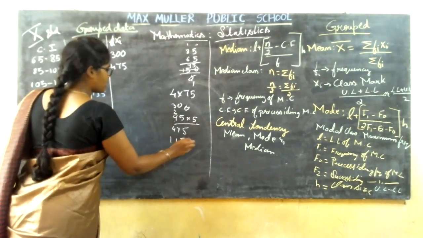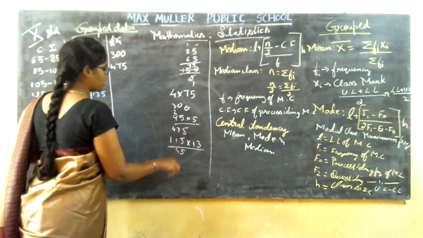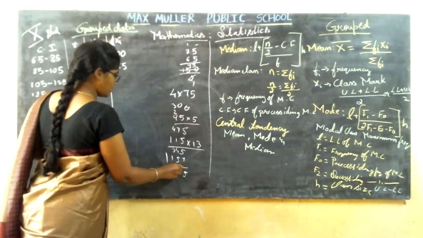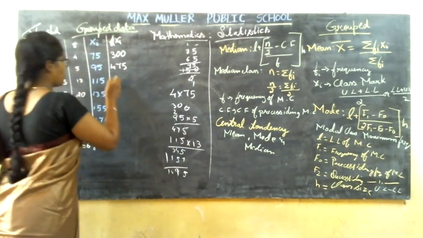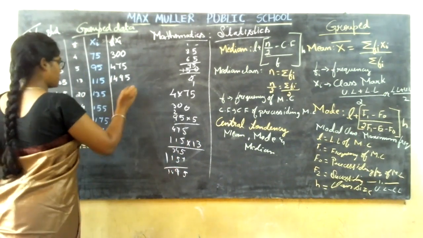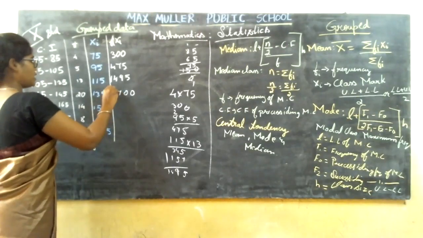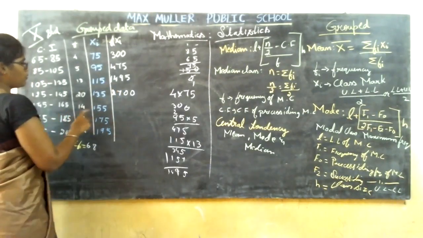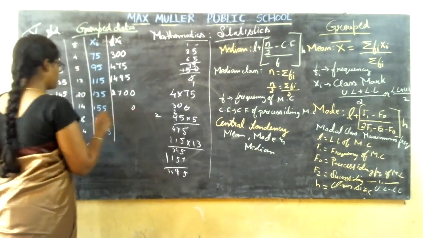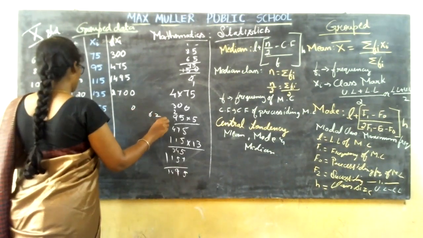Then it is 13 and 115. So 115 into 13. 3 5s are 15, 1 carry. 3 1s are 3 plus 1 is 4. 3 1s are 3 plus 3 is 5? So 1495. Then you have 0. Let me keep 0. 2 5s are 10, 1 carry. 2 3s are 6 plus 1 is 7. Then 14. 4 5s are 20, 2 carry. 4 5s are 20 plus 2 is 22, 2 carry. Then it is plus.